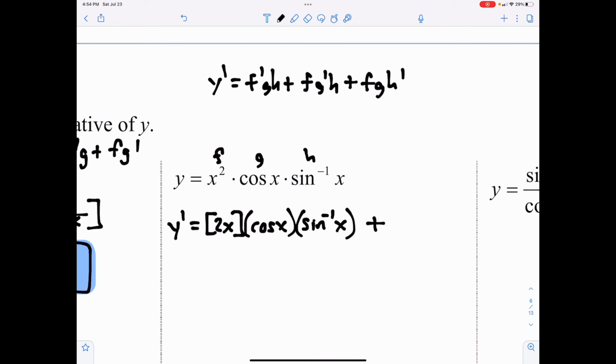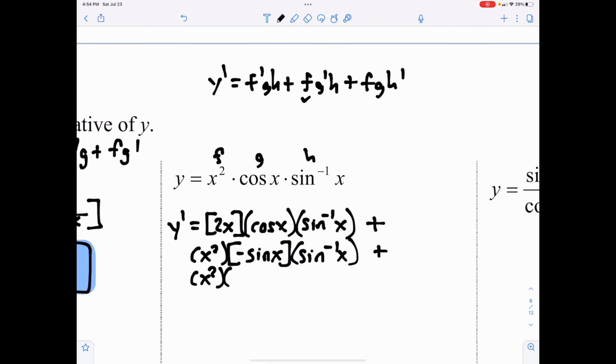Okay, so we're going to bracket off f right here. So f would be x squared times the derivative of cosine, which would be negative sine, times the arc sine of x, plus the final one, which we do over here, we're going to parenthesis off x squared and cosine. But this time we're going to derive arc sine. And the derivative of arc sine, in case you forgot, was 1 over the square root of 1 minus x squared.